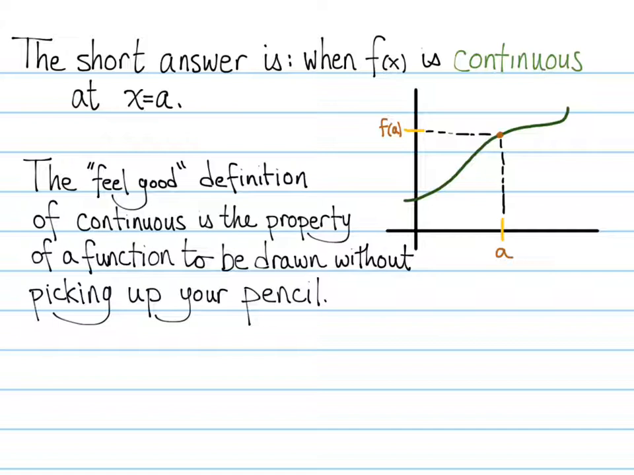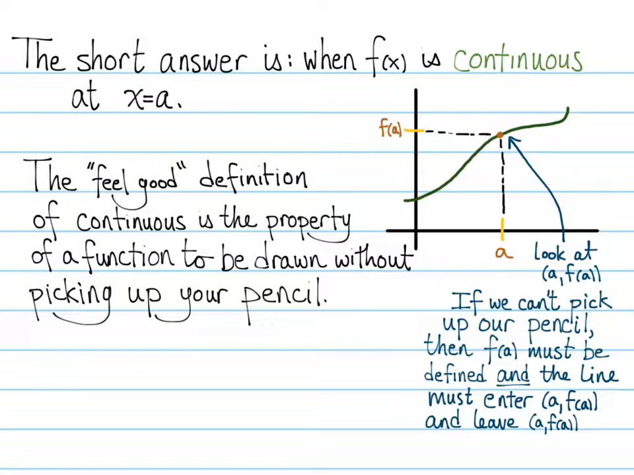And so if you look over on the graph on the right, and you imagine walking along the green line to that point, you can remember that the sort of feel-good first definition you get for continuous is that a function is continuous if you can draw it without picking up your pencil. And so over there on the right, what you want to imagine is, well, what does it mean to be continuous going closer and closer to that point for f of a? And if we can't pick up our pencil, then f of a must be defined, otherwise you'd pick up your pencil, and the line must go into f of a and leave f of a, otherwise you'd have to pick up your pencil again.